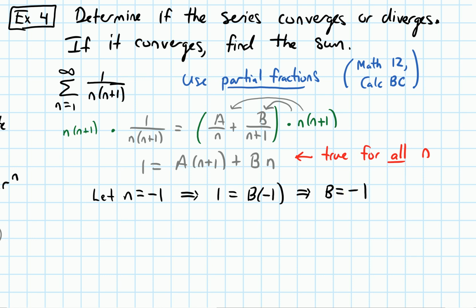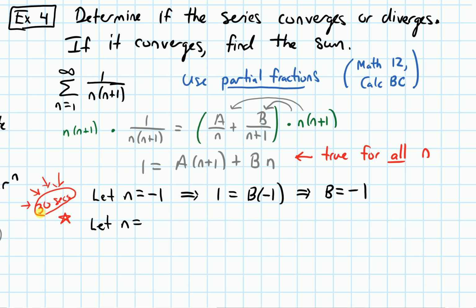Okay, and then isolating the b, we get b equals -1. There's one other nice value of n that I could plug in. Pause the video for about 30 seconds and see if you can determine what that other nice value of n is that we can plug in.